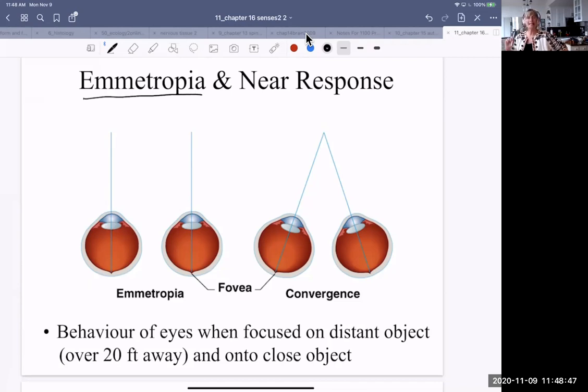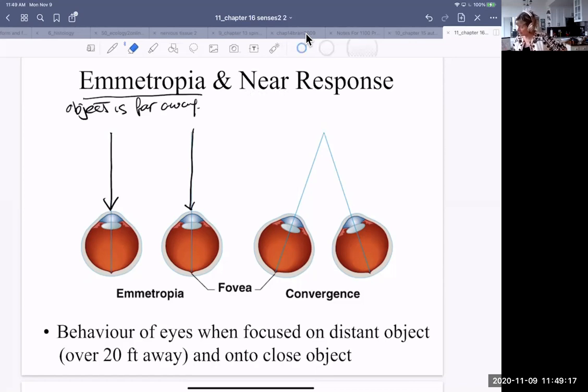Emmetropia is when you're looking at something far away in the distance. So the object is far away. And because it's far away, the light enters the eye perpendicularly, just like that. But if something's close up, then your eyes will have to focus on it. So the first thing that happens with a near response is that the eyes turn inward to converge on that object.